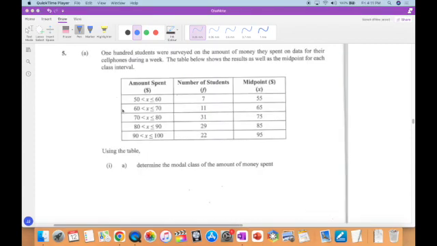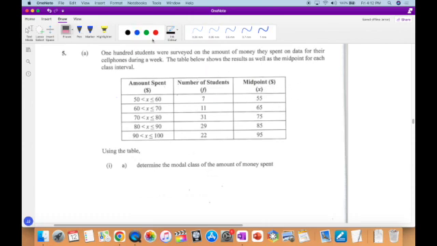Alright, so we have number 5 here. 100 students were surveyed on the amount of money they spent on data on their cell phones during a week. The table shows the results as well as the midpoint for each class interval. So we have the number of students here, and we have the midpoint. And once you have this midpoint x, I'm expecting to see fx, that is the mean, being the summation of fx over the summation of f. I'm expecting to see that, but we'll see.